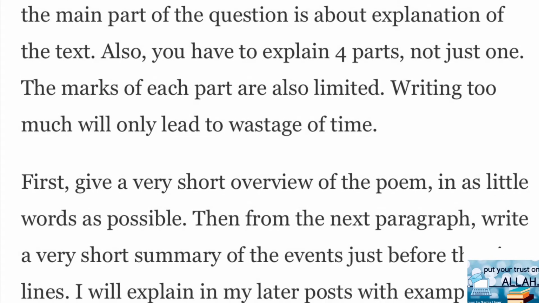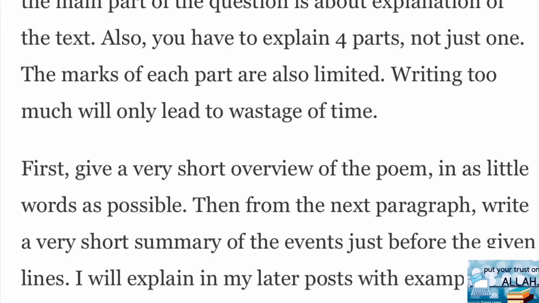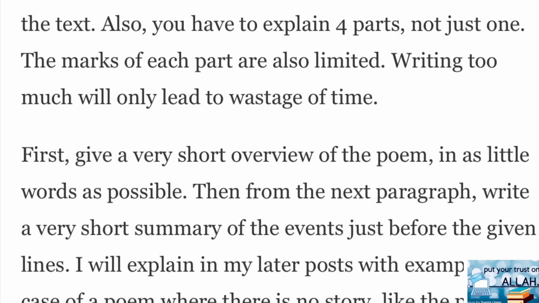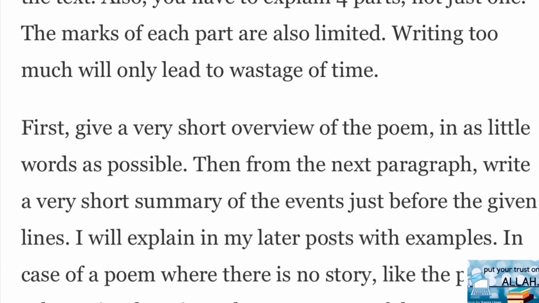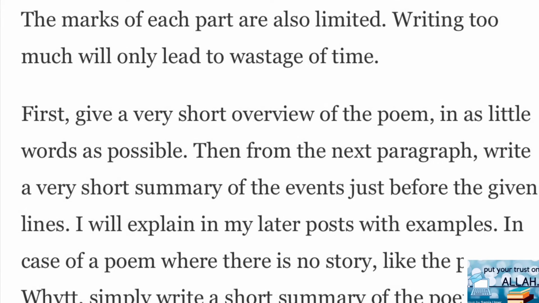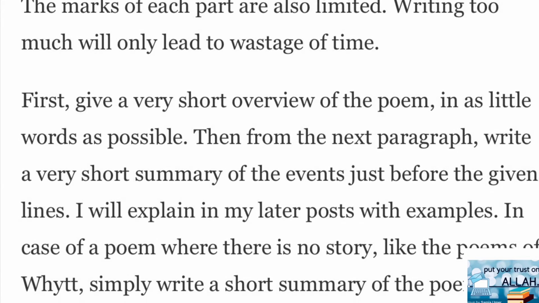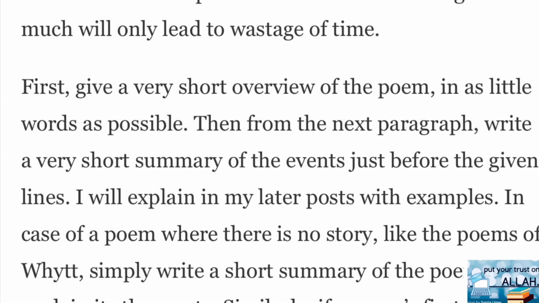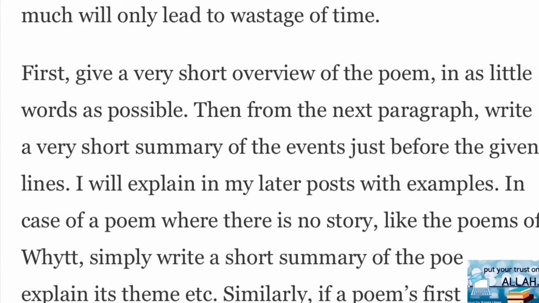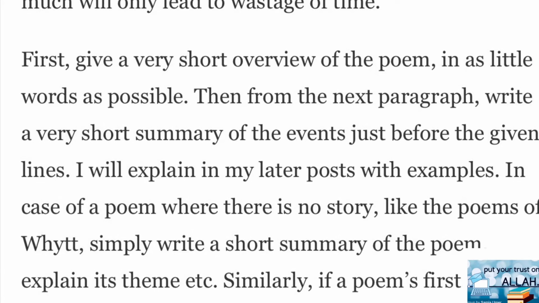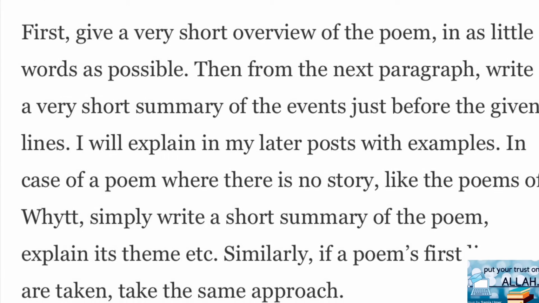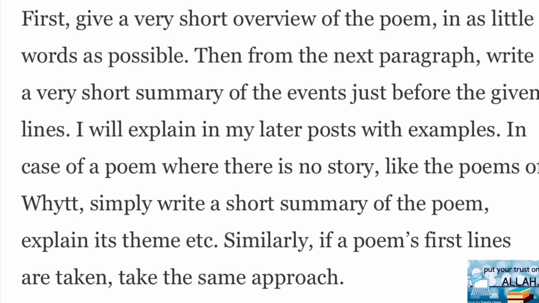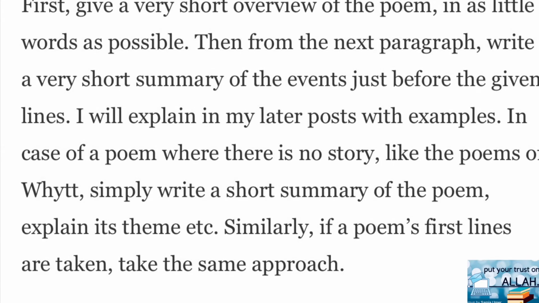First, give a very short overview of the poem in as few words as possible. Then, from the next paragraph, write a very short summary of the events just before the given lines. I will explain in my later post with examples. In case of a poem where there is no story, like the poems of Wyatt, simply write a short summary of the poem, explain its theme, etc. Similarly, if a poem's first lines are taken, take the same approach.